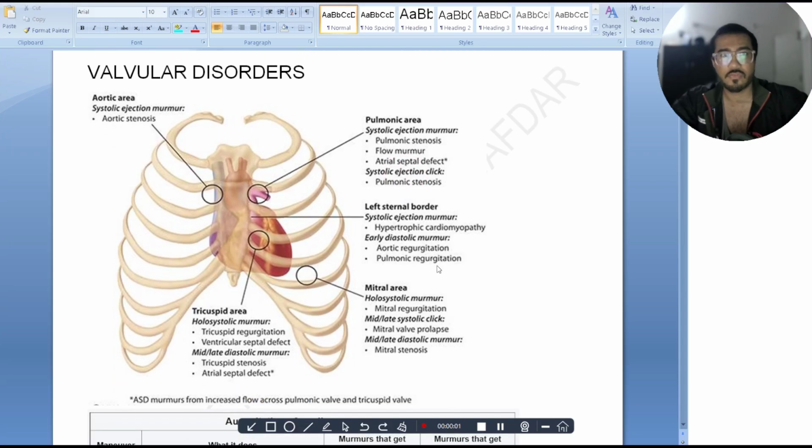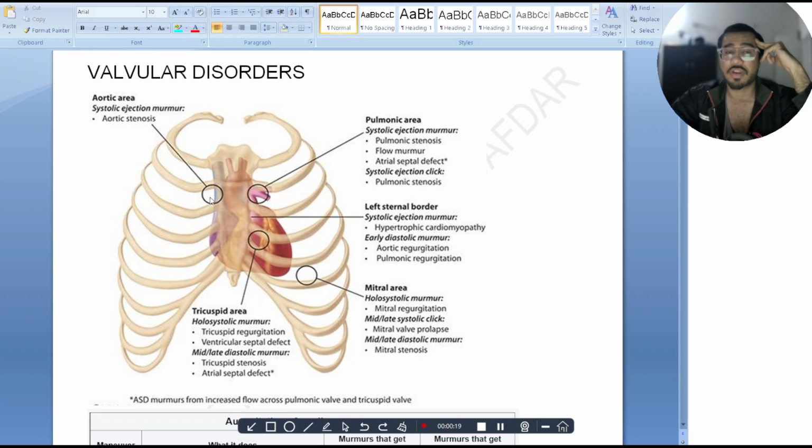So we'll start with valvular disorders. First of all, the most important thing, as you can see in this image, is localizing where the murmur of which valve would be heard. So this is a really good diagram here, and I'm gonna give you a really good mnemonic for that as well, so it's gonna make it really easy for you.